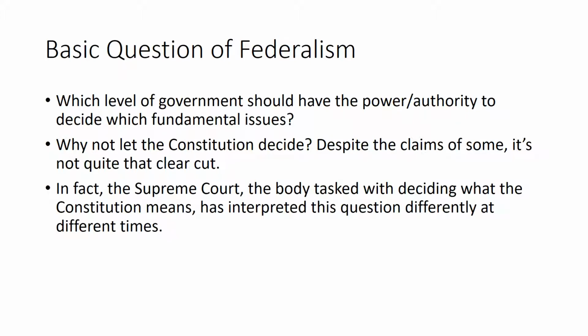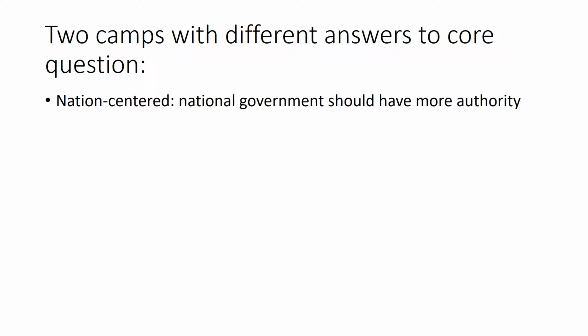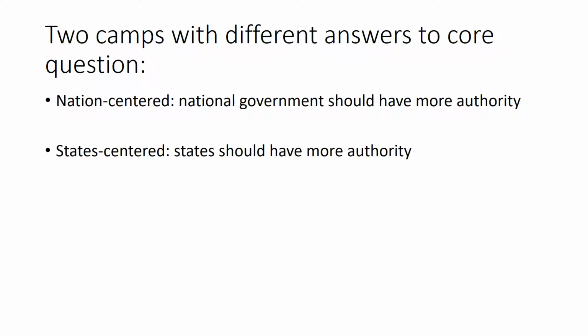Now, our Supreme Court, that's who interprets the Constitution, right? We talked about that when we talked about the Constitution. It's interpreted this question differently at different times, and we're going to look at that as we sort out what federalism means in America. So two camps emerged, right, to answer that core question, who should have more authority? There's the nation-centered camp, the national government should have more authority, and the state-centered camp, state should have more authority.